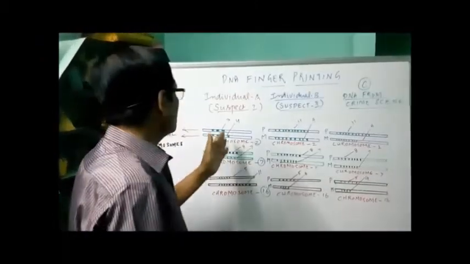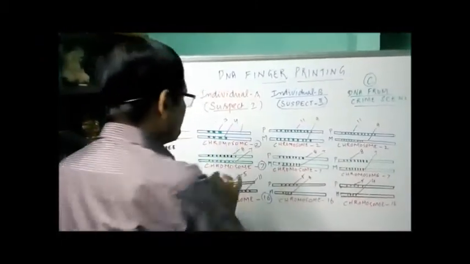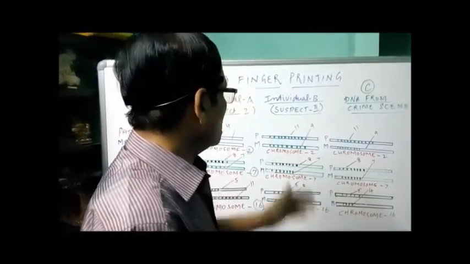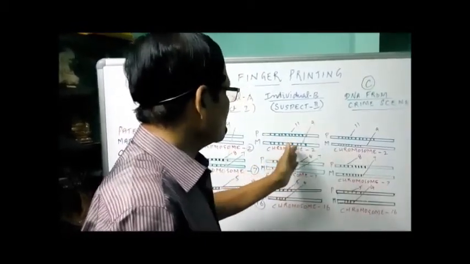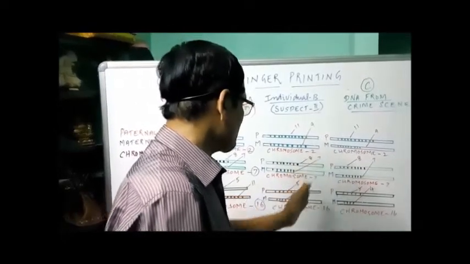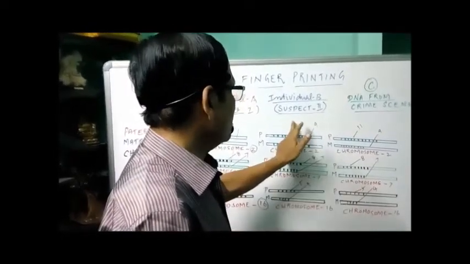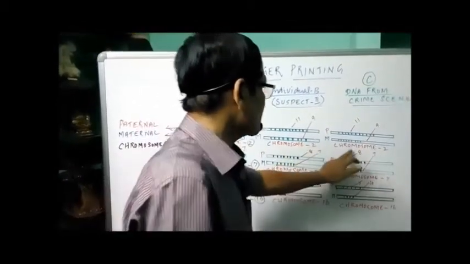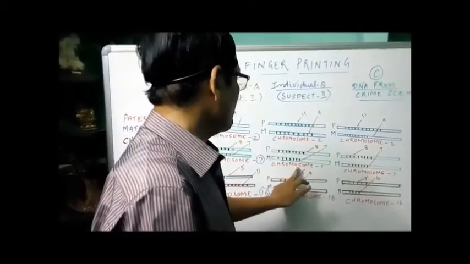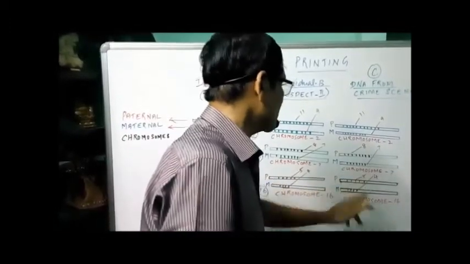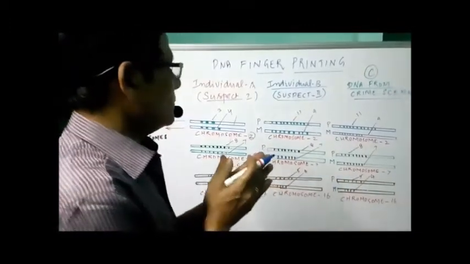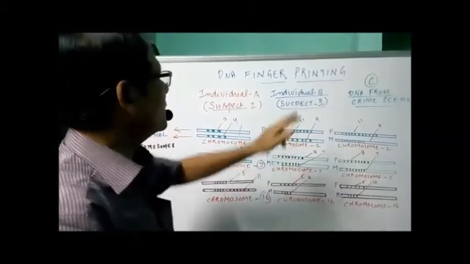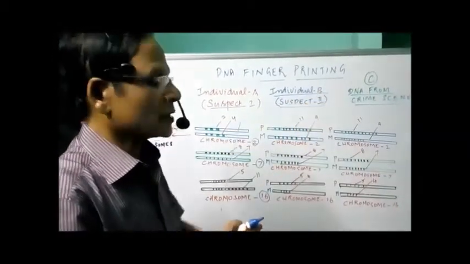So leaving aside individual A, if you compare the number of tandem repeats, it will be the same in chromosome number 2, chromosome number 7 and chromosome number 16. Here 11, 9, here also 11 and 9. Here 8 and 7, here also 8 and 7. Here we have 5 and 4, here also 5 and 4. So the number of tandem repeats matches between individual B and the DNA from the crime scene.